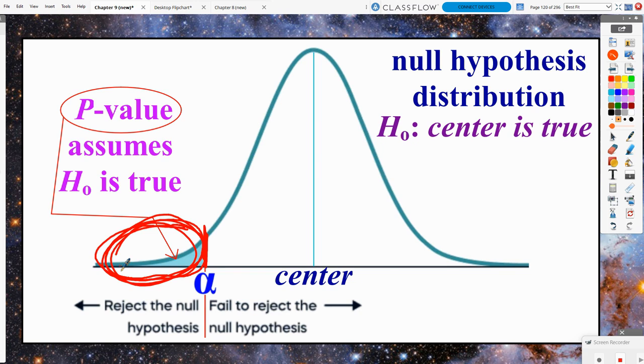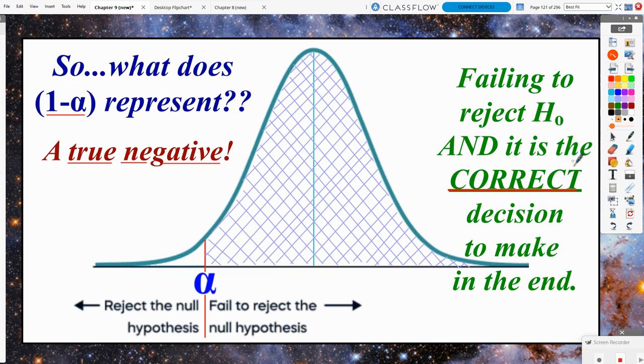And so remember, a type 1 error is when we reject the null hypothesis, but we shouldn't have. But the first thing we got to do is reject the null hypothesis. So whatever that alpha level is, all these percentage of p-values, which would be that alpha level, would be the probability of making a type 1 error. Now, what does the rest of the distribution represent, right? If we assume that the null hypothesis is true and we fail to reject the null hypothesis, well, that's really a true negative. That would be 1 minus alpha. And so failing to reject the null hypothesis is the correct decision to make in the end. That's what the rest of this 1 minus alpha really represents.